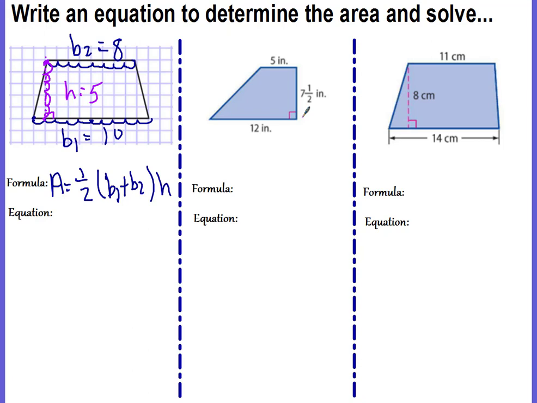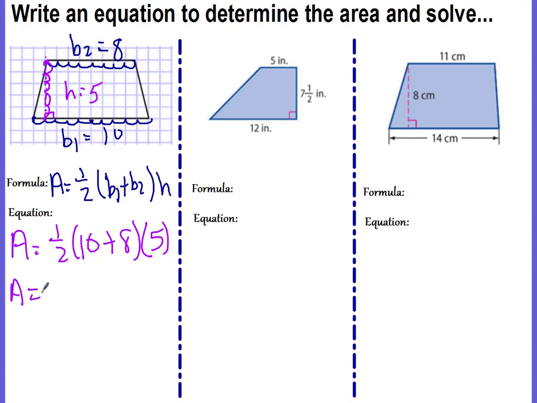Okay, now that you know your dimensions, you're ready to write your equation. We're looking for the area. It's going to stay the A, equals 1/2. In parentheses, we're going to add your bases together. Now, I don't want you to do it mentally yet. I want you to replace the variables with all of the numbers that you know. So we know base 1 is 10, plus our base 2 is 8. Keep it inside the parentheses, multiplying it by the height, which is 5. And I'm going to put that in parentheses as well.